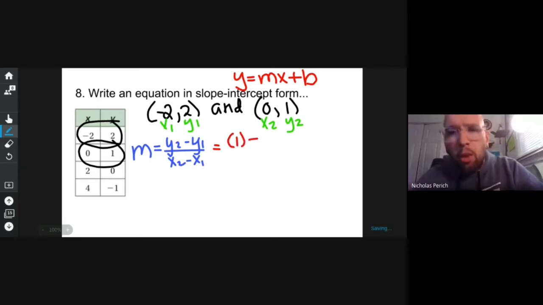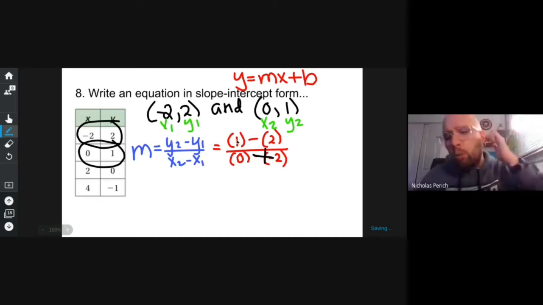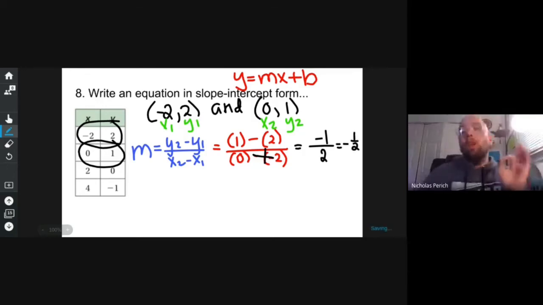Y sub 2 I called 1, minus always in the middle. Y sub 1 I called 2, all over. X sub 2 I called 0, always the minus in the middle. And x sub 1 I called negative 2. Ooh, a double negative. So let's make that double negative positive. On the top in the numerator, I have 1 minus 2, which is negative 1. And in the denominator, I have 0 plus 2, which is 2. So my slope is negative a half.